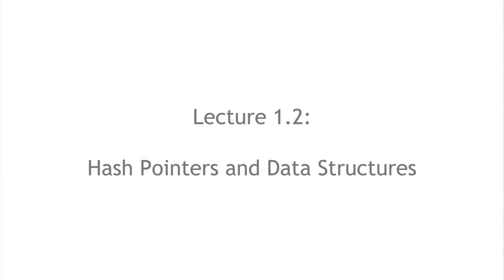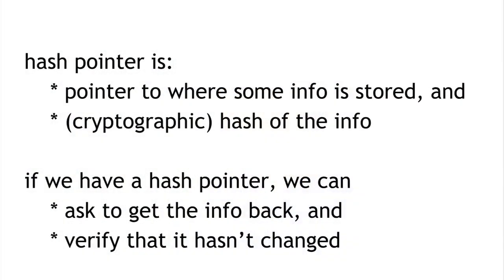In section 1.2, we're going to talk about hash pointers and their application. A hash pointer is a kind of data structure that turns out to be used a lot in the systems that we're talking about. A hash pointer is basically a simple thing: we take a pointer to where some information is stored, and together with that pointer, we store a cryptographic hash of the information. Whereas a regular pointer gives you a way to retrieve the information, a hash pointer is going to let us ask to get the information back.